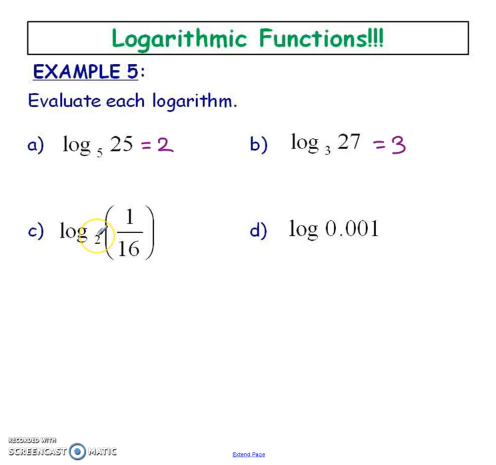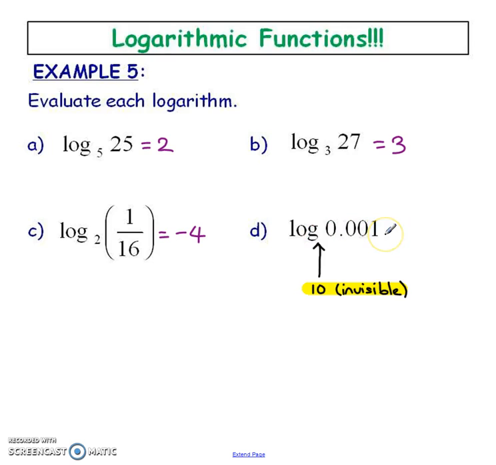I mean, 2 to the power of what gives you 1 over 16. That's a tricky one because 1 over 16 is a fraction, which means that your answer has to be a negative because negative exponents give you fraction answers. So 2 to the power of 4 is 16, but then that negative means 1 over the 16. Okay? Now remember, there is a 10 here.